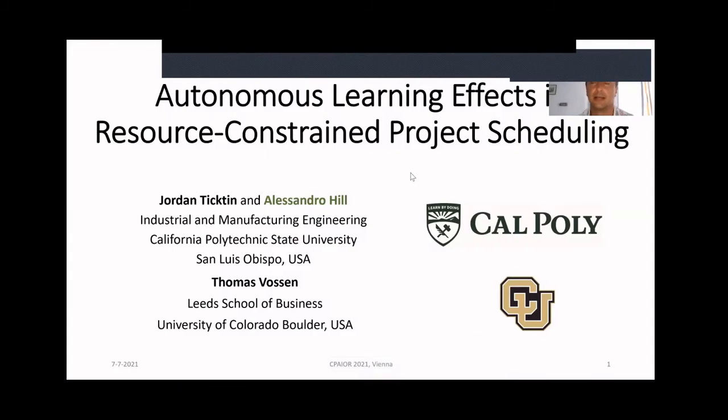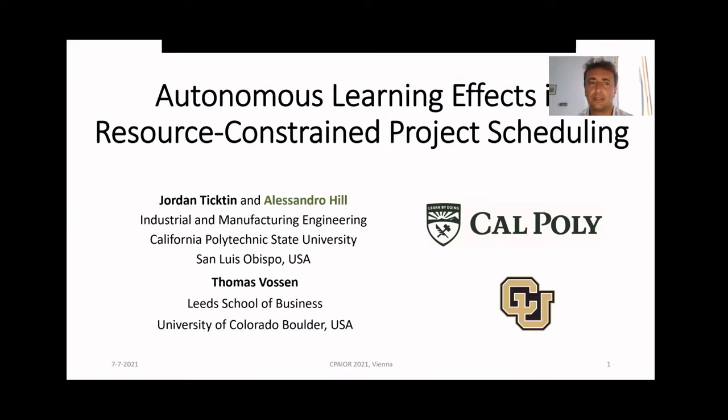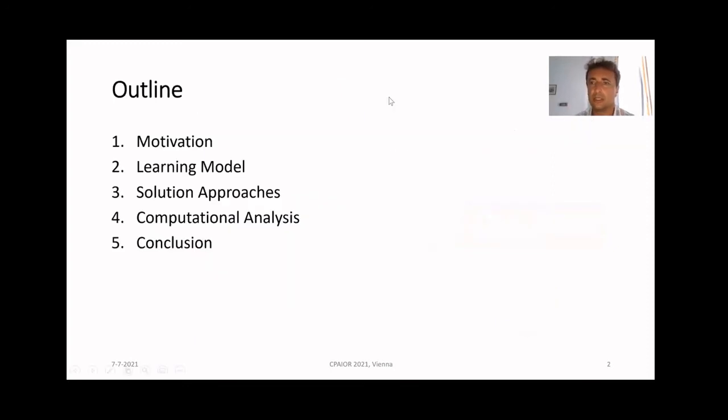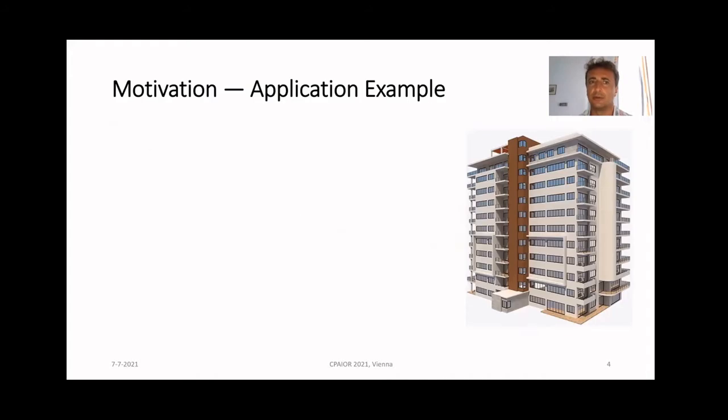Hey, my name is Alessandro. I will present the results of a research project that we did together with Jordan Ticktin, former graduate student, and Thomas Vossen from the University of Colorado Boulder. It's about resource-constrained project scheduling and how autonomous learning effects can be integrated into this scheduling model. We're going to motivate the work that we did first, then define the model that we developed and show you which solution methods we tried, and give you the results of a computational study and conclude afterwards.